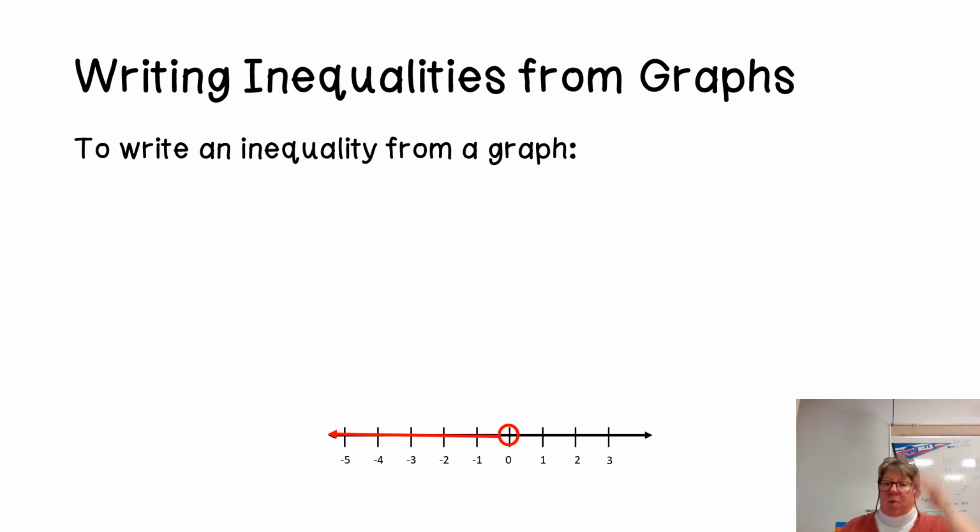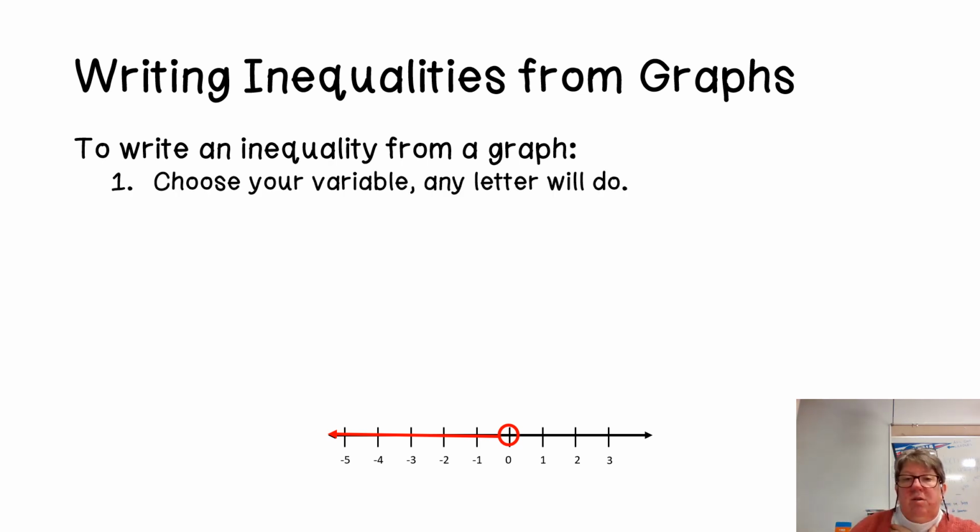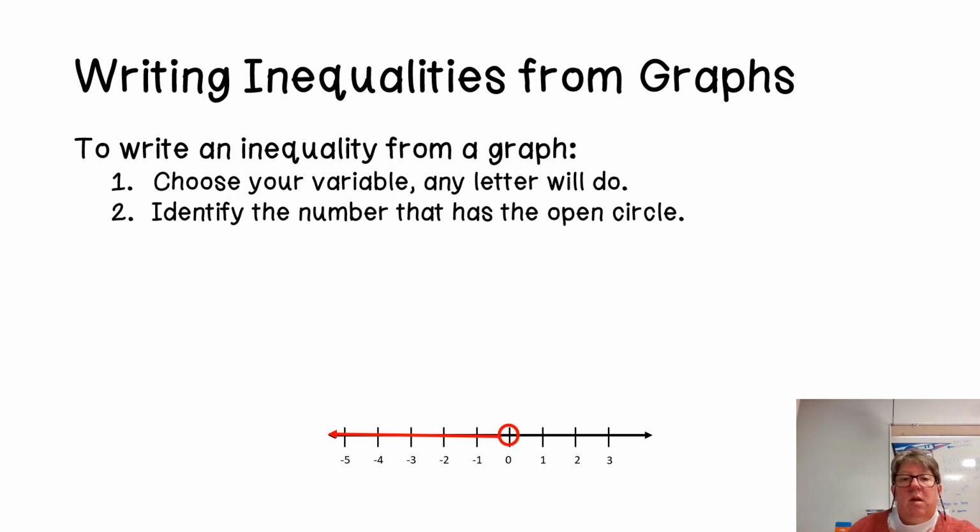How do we write an inequality from a graph? Well, first we choose a variable. Any letter will do. I'm going to use J for Jones. Identify the number that has the open circle. In this case, it's 0.